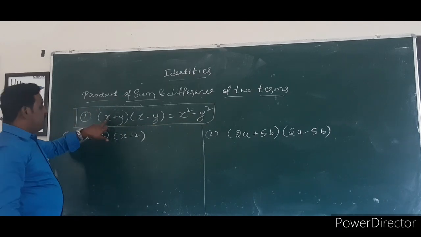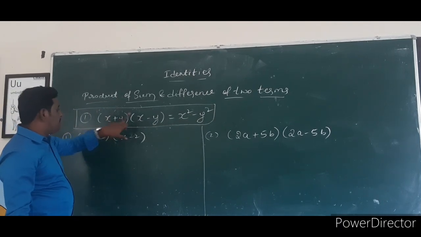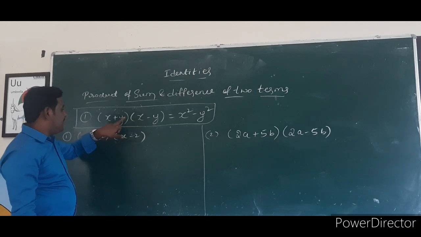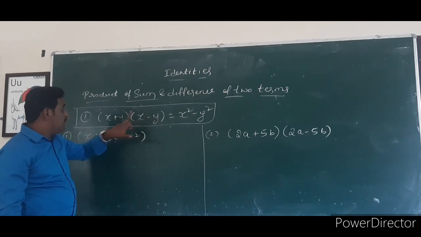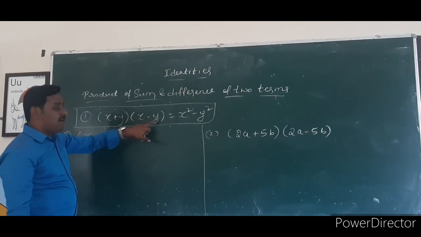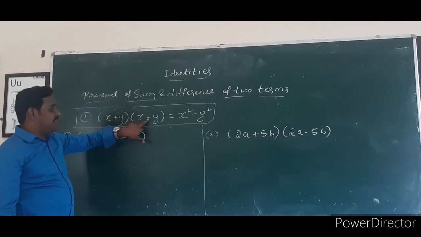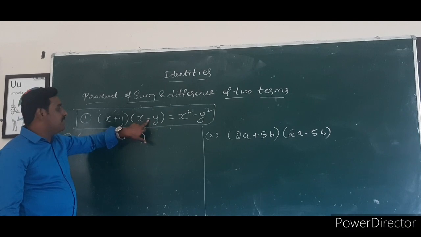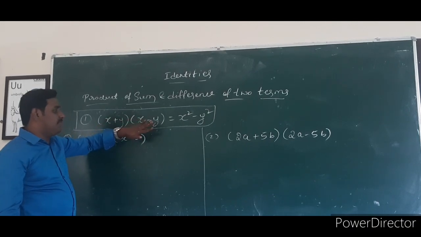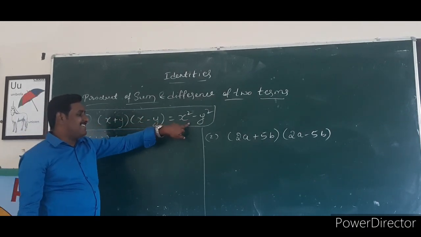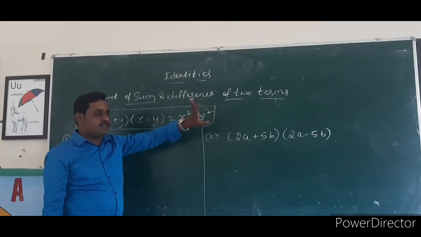So look at here. First term both are same. Second term both are same. So first term same, second term same. In the first binomial plus sign is there. In the second binomial minus sign is there. So in case both are same like this, what is the result? x square minus y square.